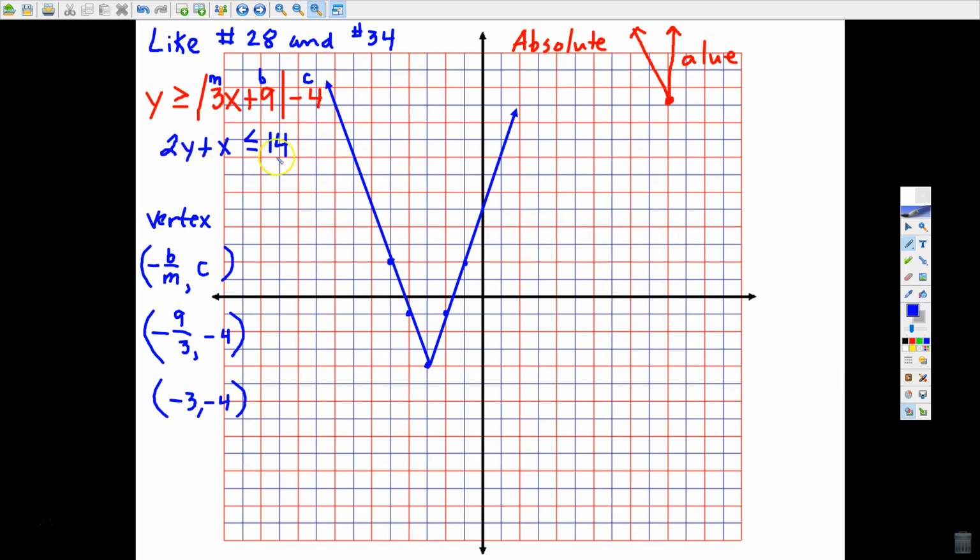Here we're going to do the typical solve for y. 2y is less than or equal to -x plus 14, and now y is less than or equal to -1/2 x plus 7. So we go to a y-intercept of 7, 2, 4, 6, 7. And we count a slope of -1/2. That's down 1, right 2. Up 1, left 2. That's going to be a solid blue regular line.